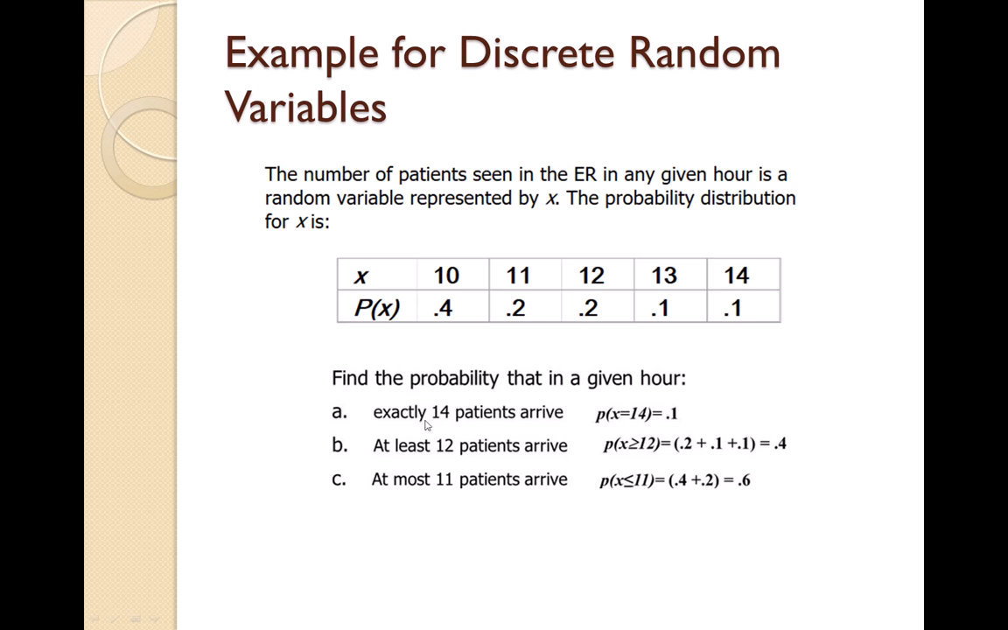What is the probability that in a given hour exactly 14 patients will arrive? Well, the P sub i would just be this one value, so 0.1. At least 12 patients arrive, that means 12 or more. So 12 or 13 or 14, and or means plus: 0.2, 0.3, 0.4, there's your answer. And at most 11 patients arrive, that's 10 or 11, right? So add up 0.4 and 0.2 and you get 0.6. So pretty basic stuff for discrete.